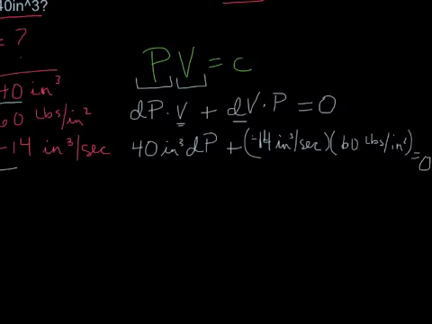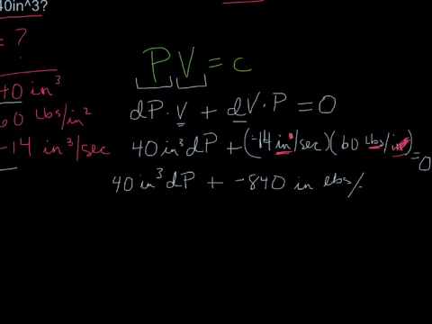So my cleanup, 40 inches cubed times whatever dP is, plus negative 14 times 60 gives me negative 840. And then if I work on the units, I have inches cubed here on top. I have inches squared on the bottom. So those 2 inches are going to cancel with 2 of these, and I'm left with 1 inch. Nothing else cancels. So I have inches times pounds, inch pounds, and the seconds stay on bottom, so it's per second, equals 0.